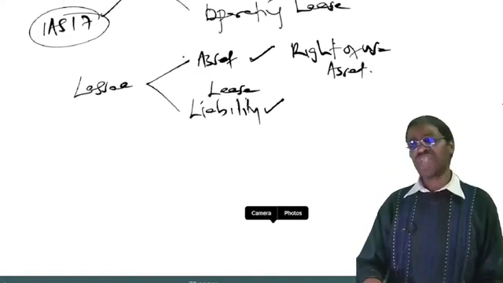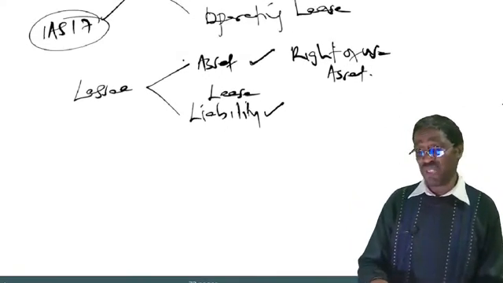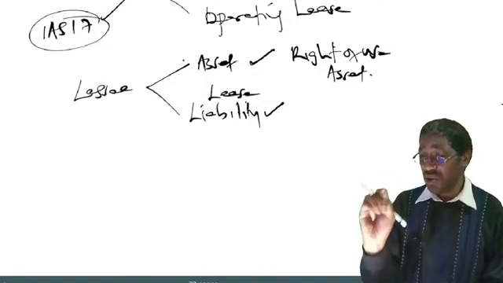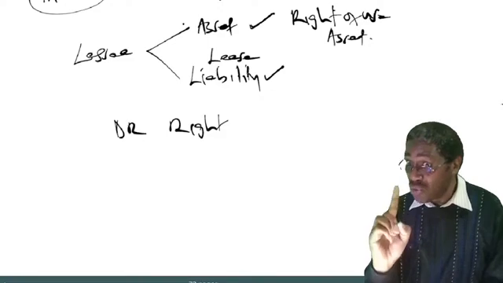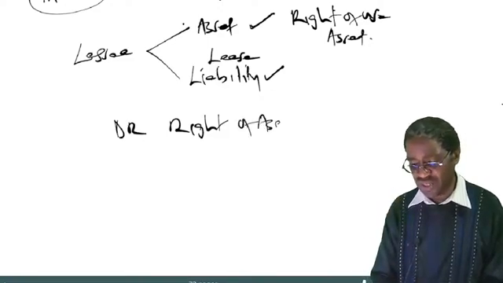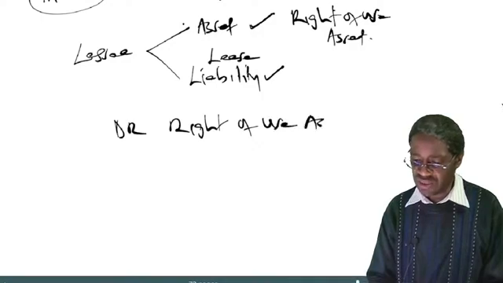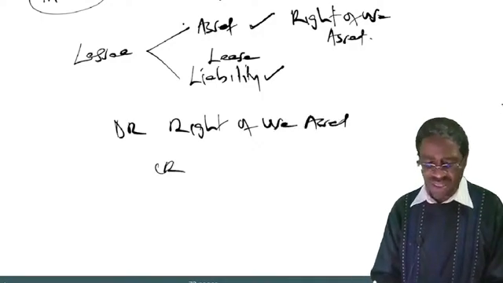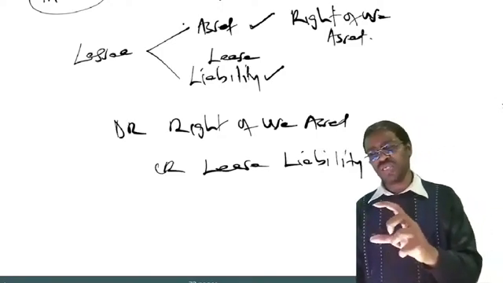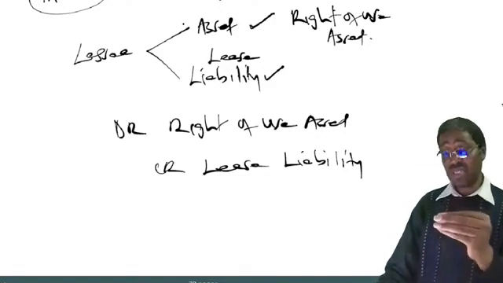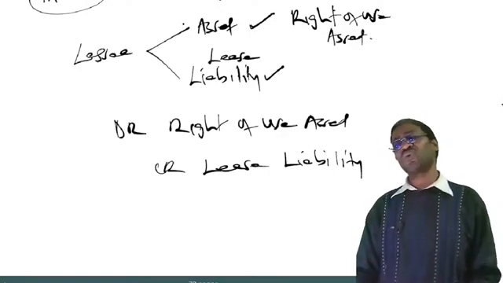Good. Now, maybe before we put something down on what we have already said, listen. Now that you're going to recognize an asset, you will debit an account called right of use asset with the amount of the asset. Then with the amount of the liability, you're going to credit what we call lease liability. So that's how we record it: you debit right of use asset, and you credit the account called lease liability.